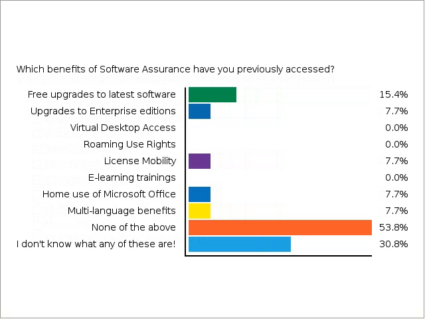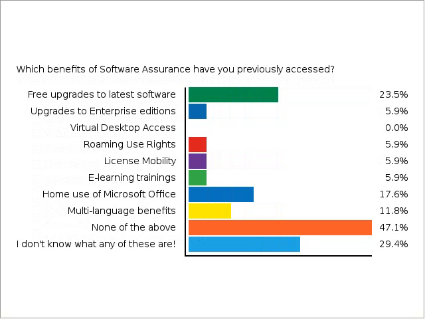We'll explain what these all mean later if you don't know what they mean. License mobility, if you've accessed any of the e-learning trainings, installed Microsoft Office on your home computer through software assurance, used any of the multi-language benefits, none of the above, or I don't know what any of these are. So that's what we're here today to hopefully get you up to speed on a bit more.